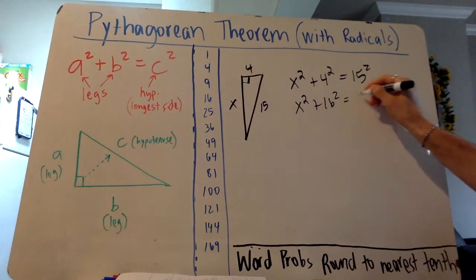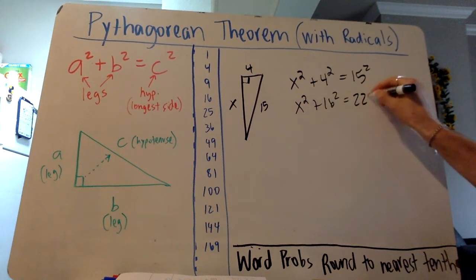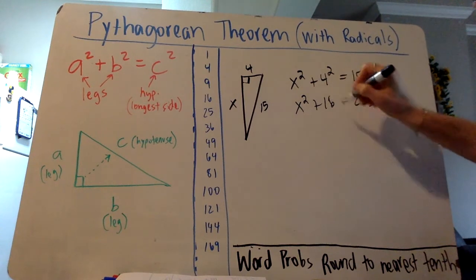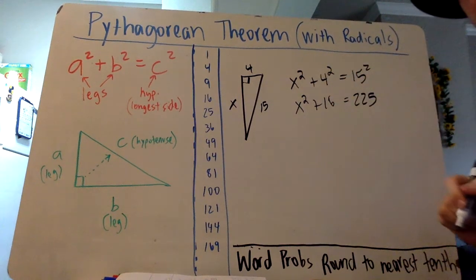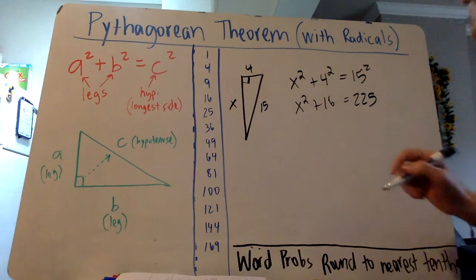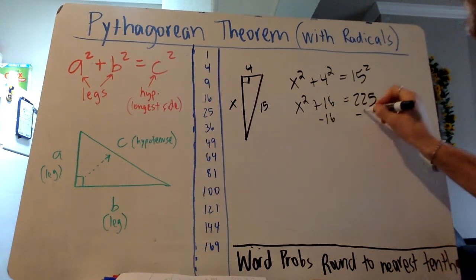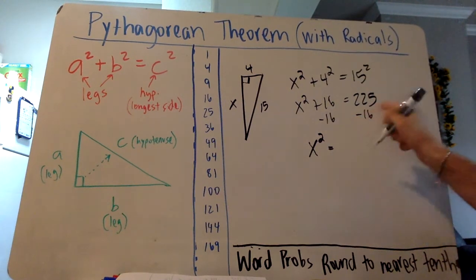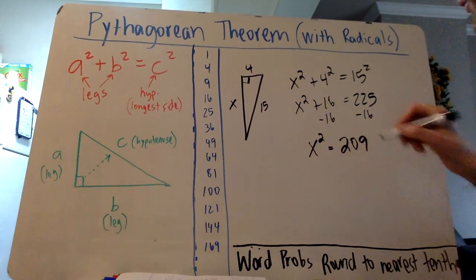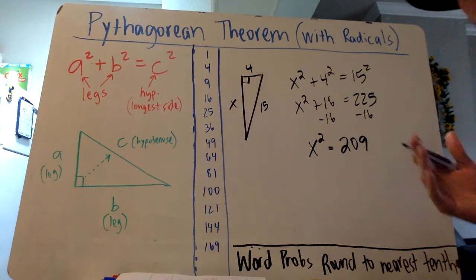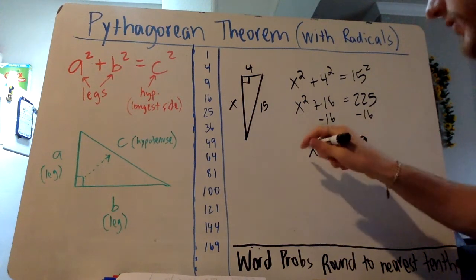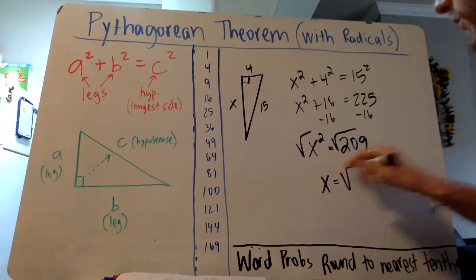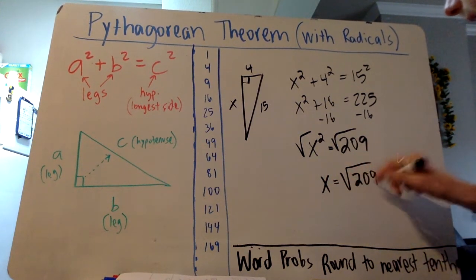What is that, Mr. G? Well, that's 225. Oh, I got ahead of myself. Erase that. I'm sorry. It's just X squared plus 16 equals 225. Then you subtract 16 on both sides. You want to get X squared equals, use your calculator if you need to, but you get 209. So then to get rid of the squared, you got to square root both sides, right? So X equals the square root of 209.